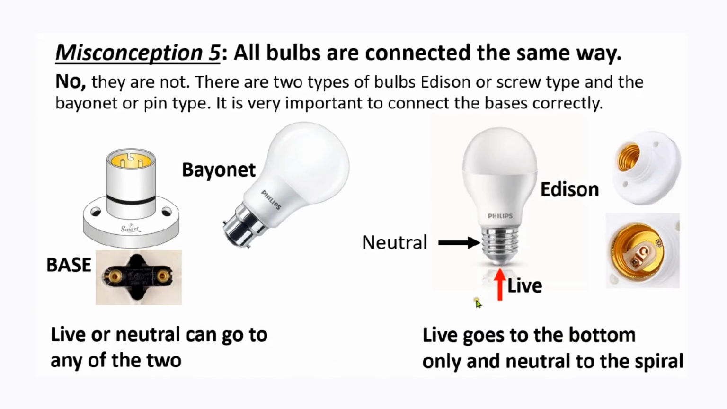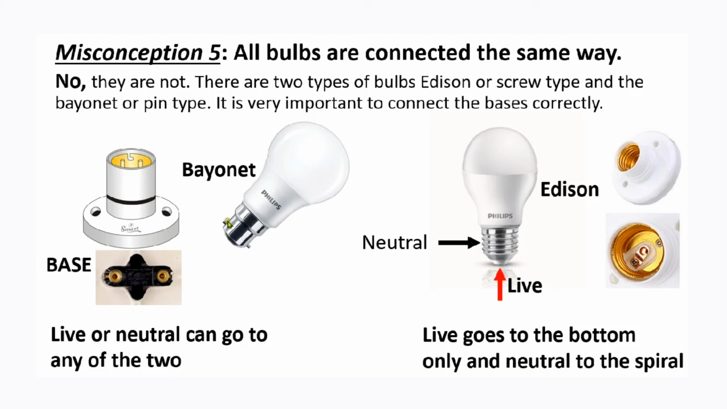Let's have a look at one more misconception, and that is all bulbs are connected the same way. Now in your house, you've probably come across either this bulb on your left-hand side or the bulb on your right-hand side. The bulb on your left-hand side, we commonly refer to as the pin type. And the one on your right-hand side, we refer to as the screw type. Those are not correct electrical terminology. The one with the pin, the correct name is bayonet. That bulb is a bayonet type. And the one which we normally refer to as the screw type is actually called an Edison bulb.